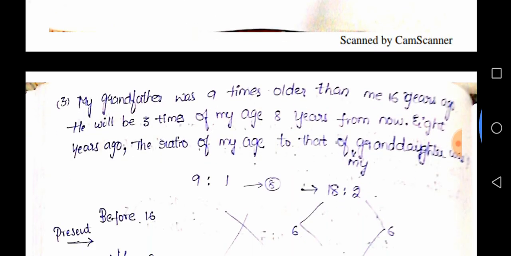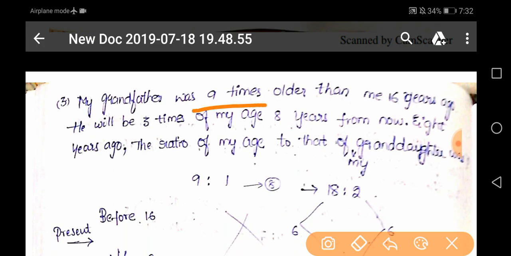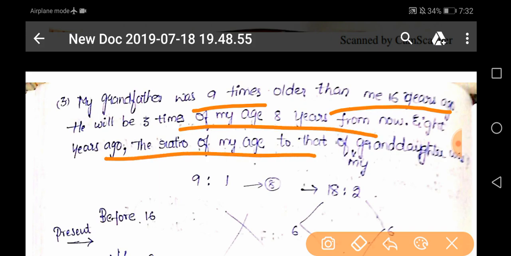My grandmother was 9 times older than me 16 years ago. She will be 3 times my age 8 years from now. 8 years ago, the ratio of my age to the grandmother's age was?